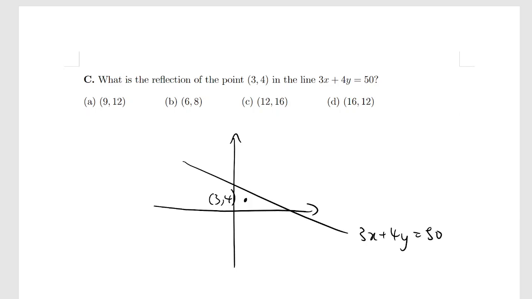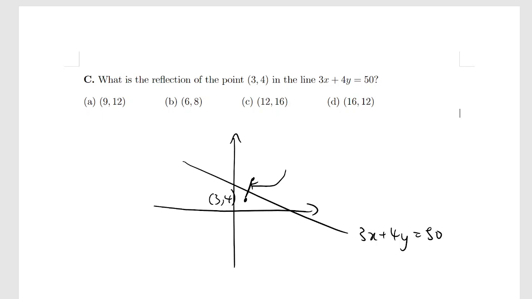Fine. So we need to find a reflection, which is somewhere here. So we need to find that point there. What do we know about the line connecting these two points? We know that it's perpendicular to the original line. So from this we could find the connecting line.